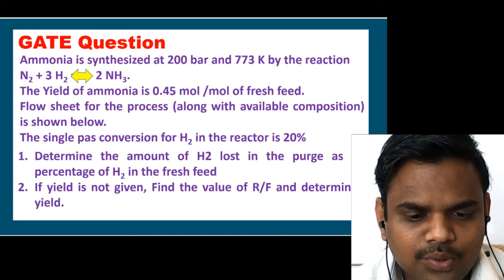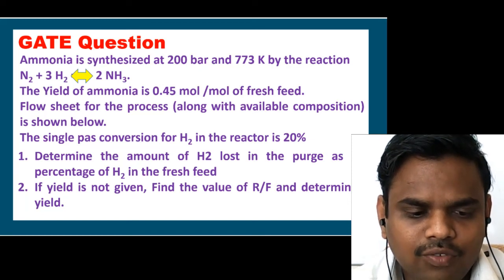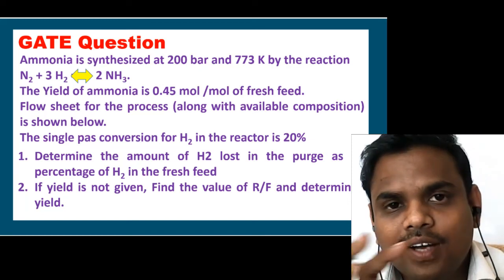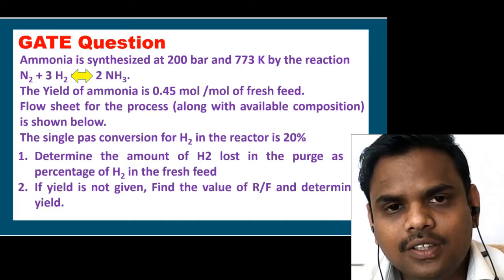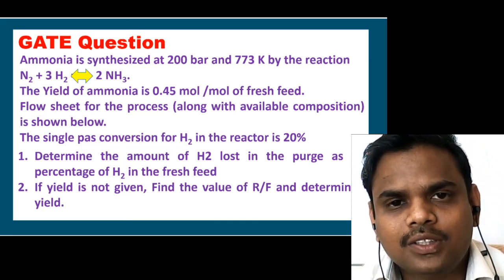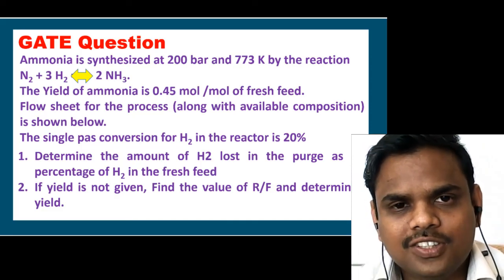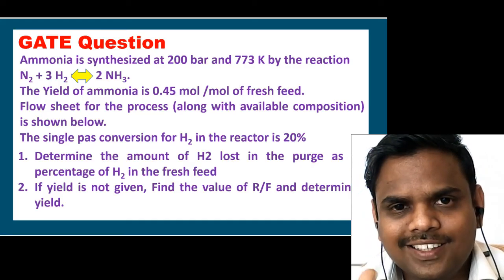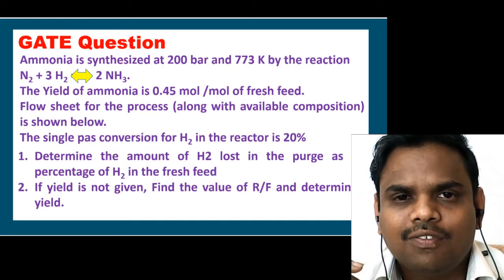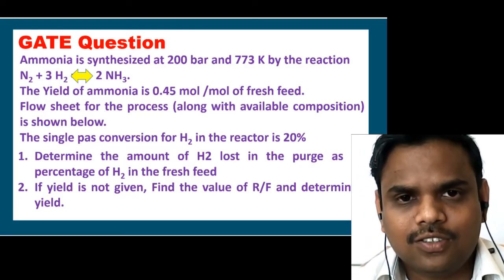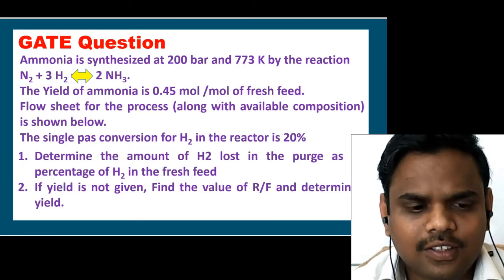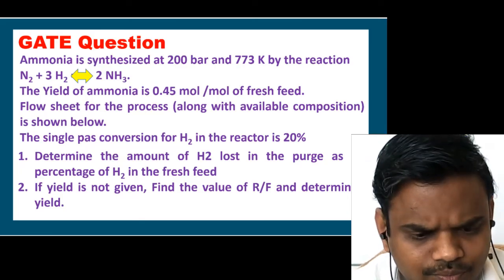Okay. So these compositions are given, and we are asked to find out the amount of hydrogen lost in the purge divided by the amount of hydrogen present in the feed. So that ratio is asked: amount of hydrogen in the purge by amount of hydrogen in the feed, in percentage. So we have to multiply by 100 finally. Okay, so go through the question once.